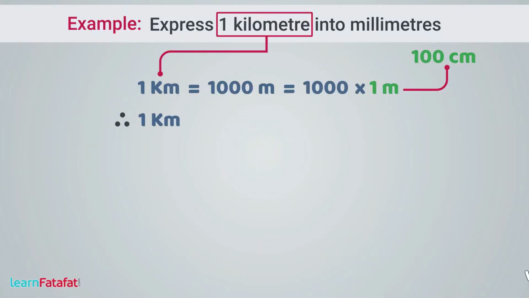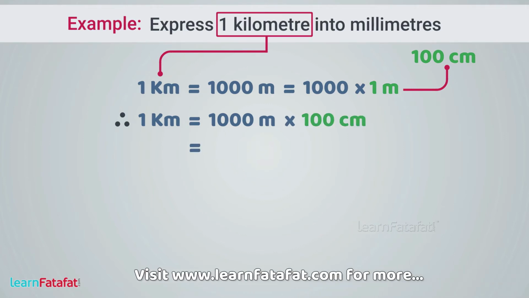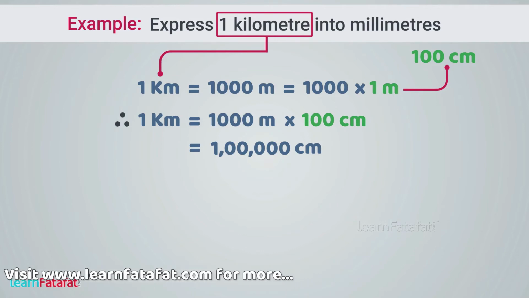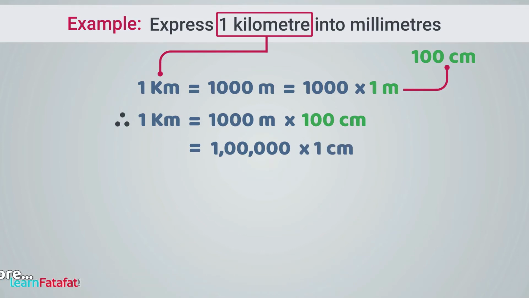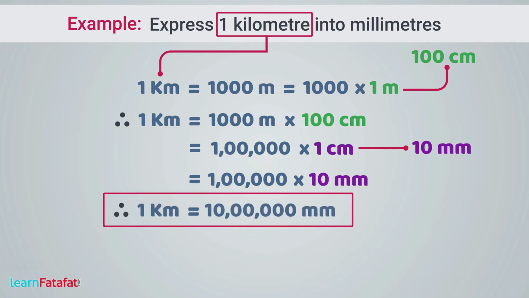So 1 kilometer equals to 1000 multiplied by 100 centimeter, which is equals to 1 lakh centimeter or 1 lakh into 1 centimeter. But 1 centimeter equals to 10 millimeters. So 1 kilometer equals to 1 lakh multiplied by 10 millimeters. Therefore, 1 kilometer equals to 10 lakhs millimeter.